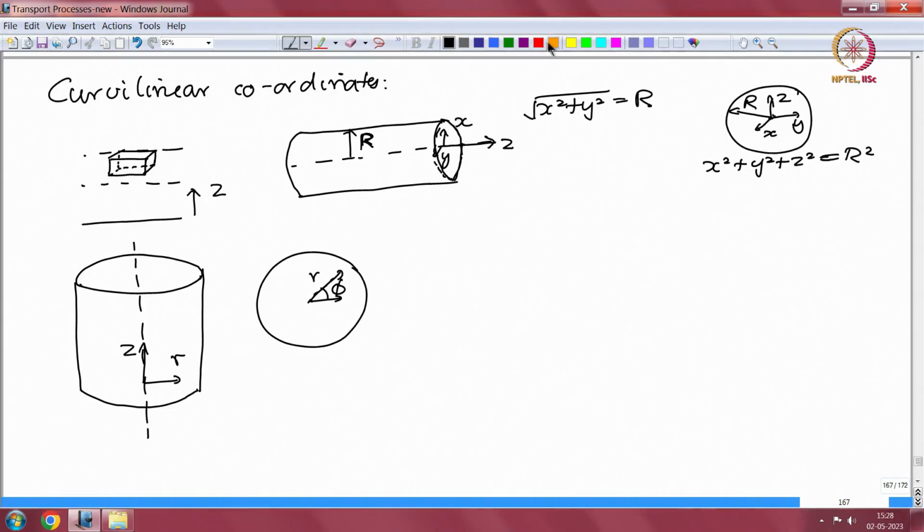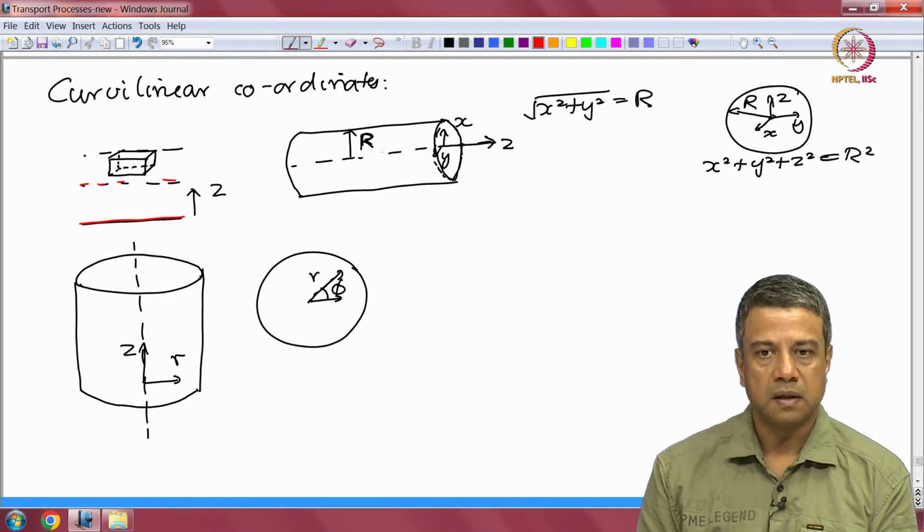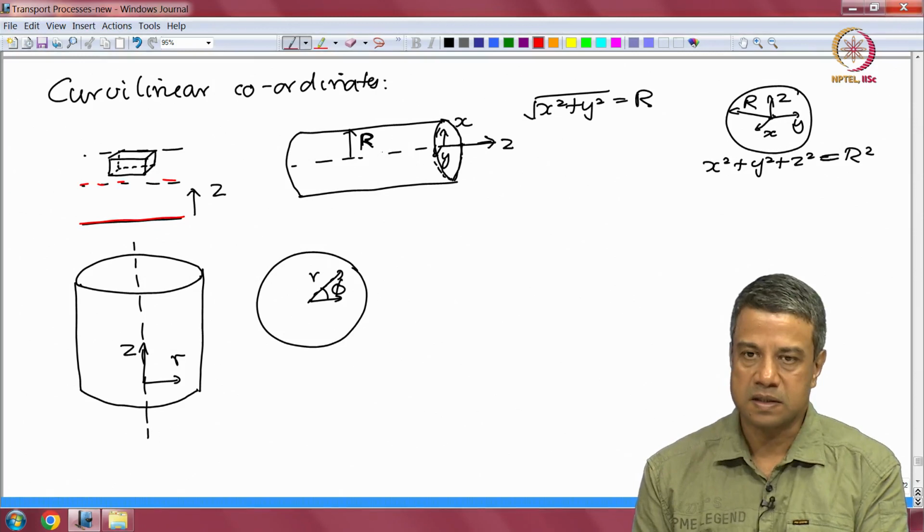In the last lecture, we were starting our discussion of transport in curvilinear coordinate systems. A curvilinear coordinate system is one where the surface of constant coordinate is a curved surface. As I explained last time, in the case of a Cartesian coordinate system, the surface of a constant coordinate, Z is a constant, is a flat surface. Because of that, the differential volume that we had constructed is bounded by flat surfaces, and the surface area of opposite surfaces is the same.